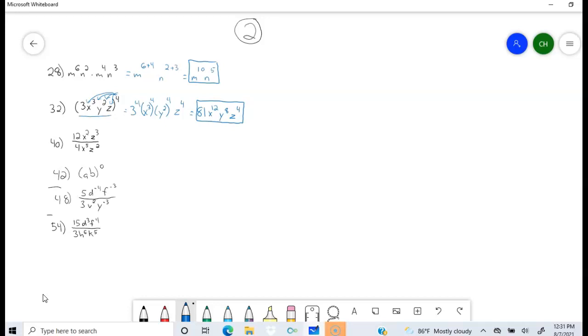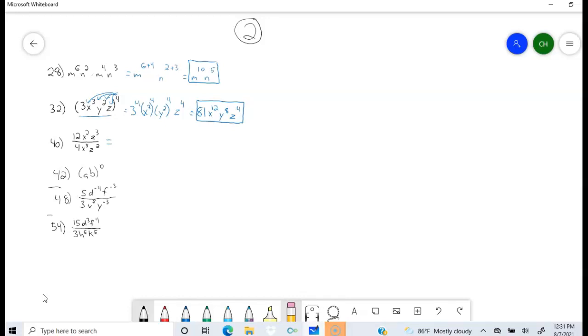Number 40, we've got 12 x squared z cubed over 4 x to the 5th z squared. When we simplify that one, 12 divided by 4 is going to be 3, x squared over x to the 5th. And better yet, let's redo this one.